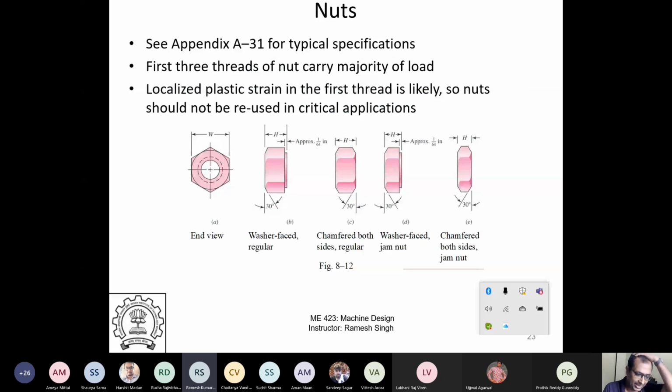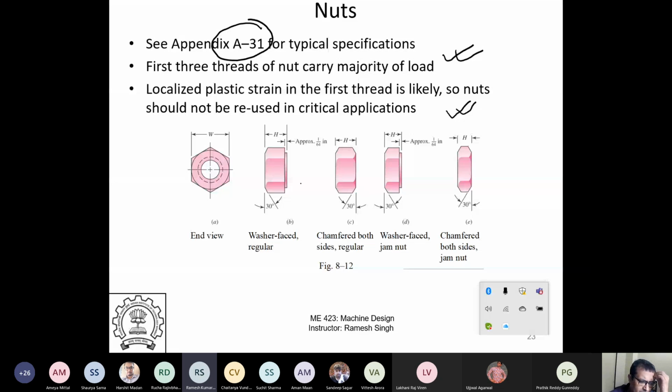So basically, now let's come to some nuts. Appendix A31 is for typical specifications. In nuts, what happens is the first 3 threads are the ones which actually carry the major load. You may have the entire thing screwed, but only the first 3 threads actually carry load, and localized plastic strain in the first thread is likely. So the first thread will probably be deformed, and nuts, like bolts, should not be used for critical applications. Once you unscrew it, don't reuse it, especially for critical applications. Okay, so this is something which you should always remember.